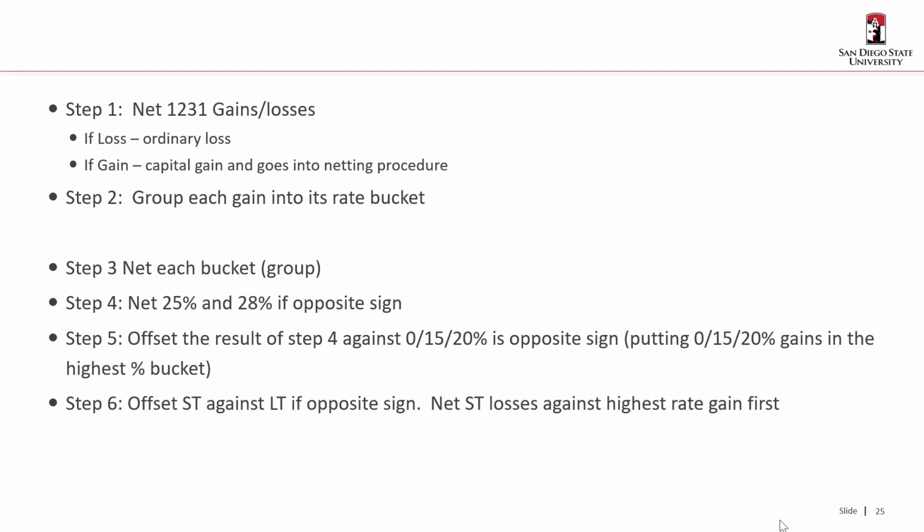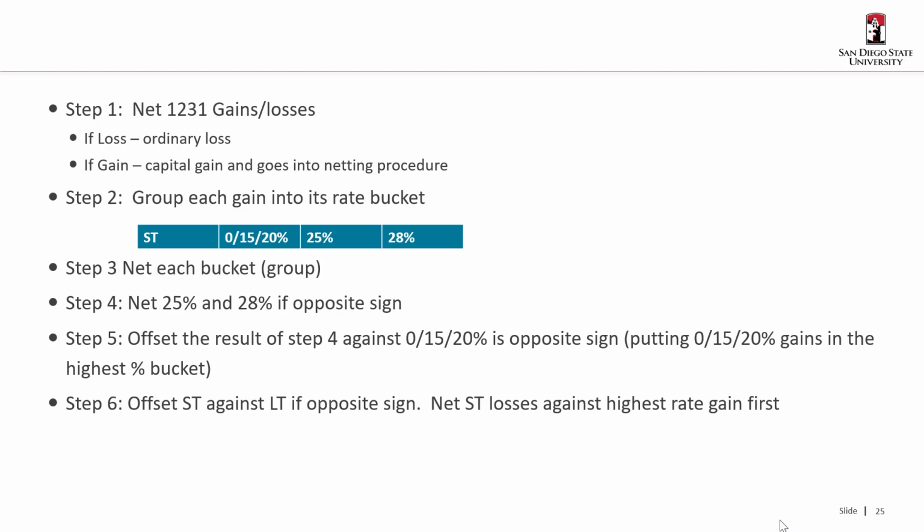So step two is to group each gain into its rate bucket. Now, I know up to now we've been talking about there being short-term and long-term only, but as it turns out, there's more than just that. So there's, of course, a short-term capital bucket. There's what we would call our typical long-term capital gain bucket. That's the ones that could be taxed at 0, 15, or 20%. We're going to learn later on in the course that there's also something called unrecaptured Section 1250 gains. Those are actually taxed at 25%. And then to the extent you sell collectibles at a gain or loss, those are taxed at 28%.